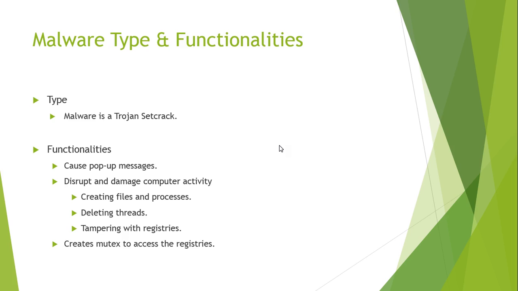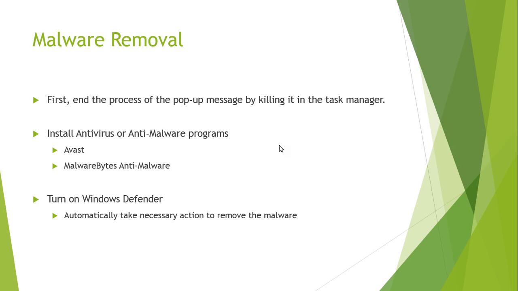As stated earlier in the basic dynamic video, this malware is actually a Trojan set crack malware. So what are the functionalities of the malware? It basically causes pop-up messages to appear, and it also disrupts and damages computer activity. For example, it creates files and processes, it deletes threads, it tampers with the registries, and it also creates mutex to access the registries.